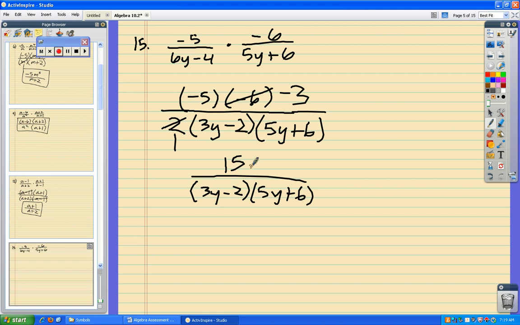You don't want to leave the top factored still if it's possible to multiply it out, and it's not a general thing. It's just that they're whole numbers. There's no variables involved. It's much easier if you write it as 15. So if there were variables involved, you leave it factored like the bottom.